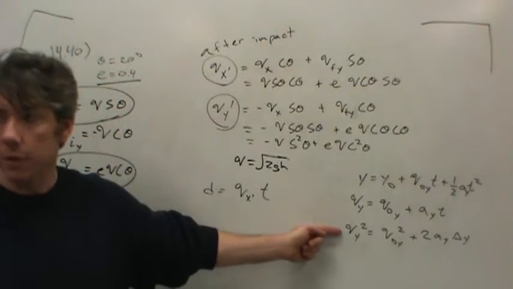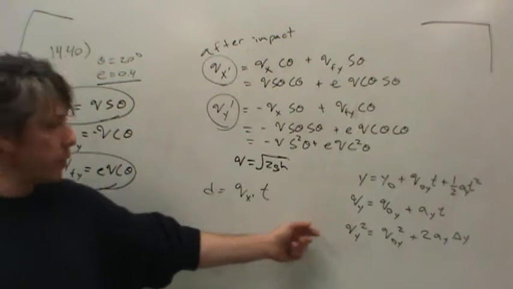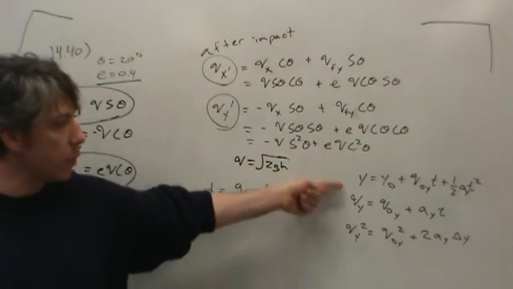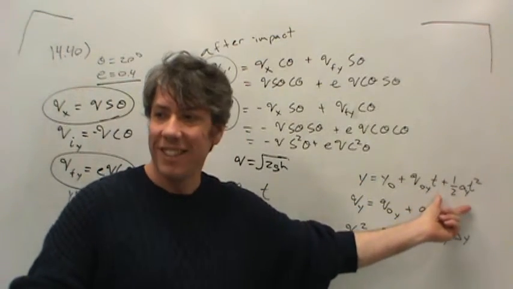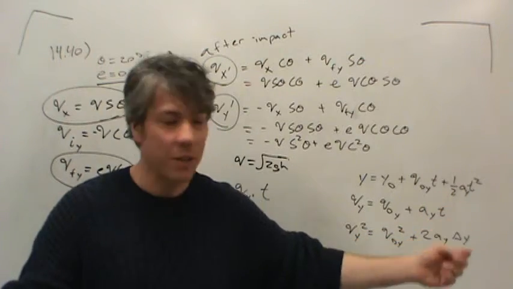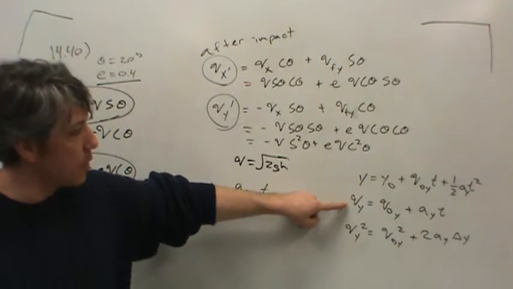Will this one be useful to us? It doesn't have time in it. We really want to get time out of it, so probably not. Will this one be useful to us? Well, this one has time squared. If I can avoid it, I will, because I know I'll end up with a quadratic to solve. What about this one? Will this help us?